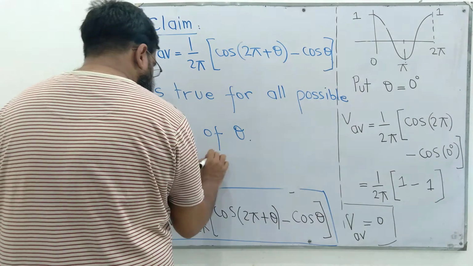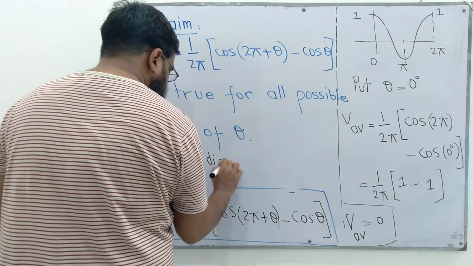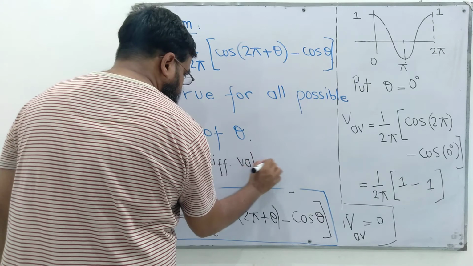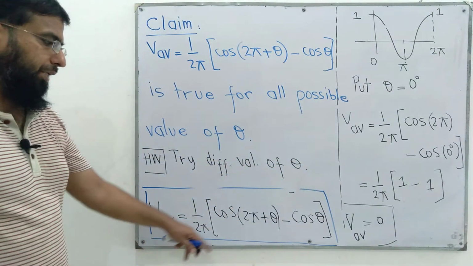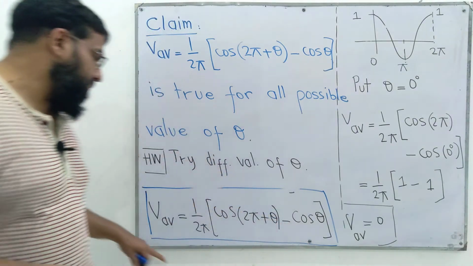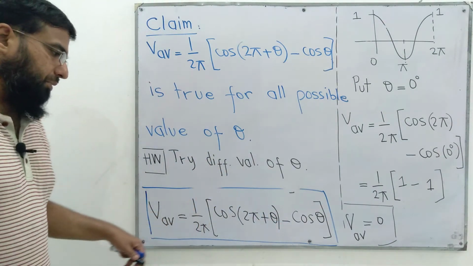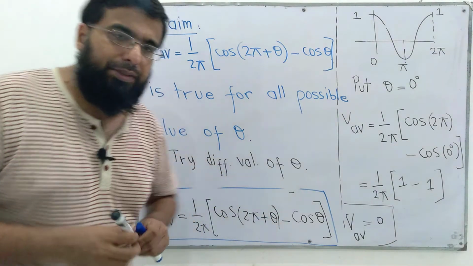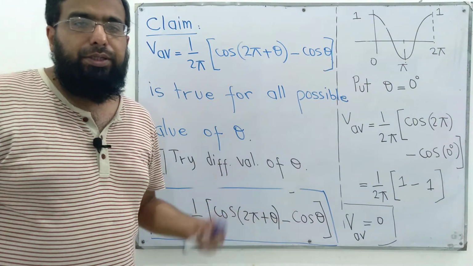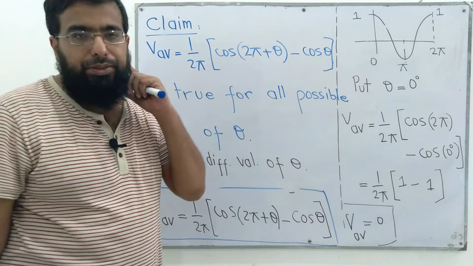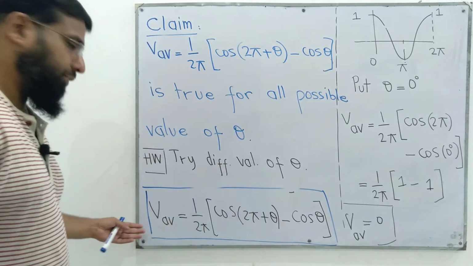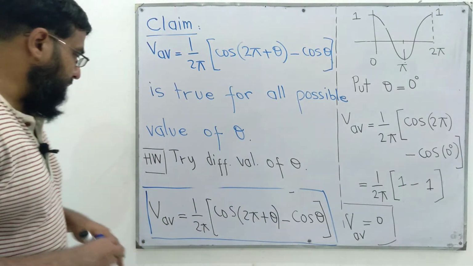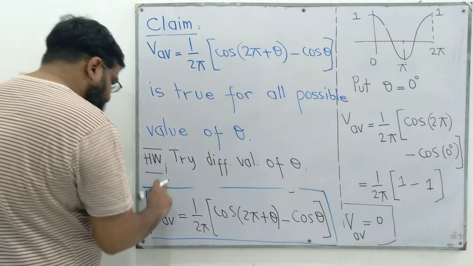Try different values of theta, maybe for 10 degrees. Put 10 degrees here, 10 degrees here. Your answer should be 0. Put 20 degrees, maybe 30 degrees. So since theta is the phase shift, it can be any value from 0 to 360 degrees. So put any value of your choice and your answer should be 0. So this is your homework 1.